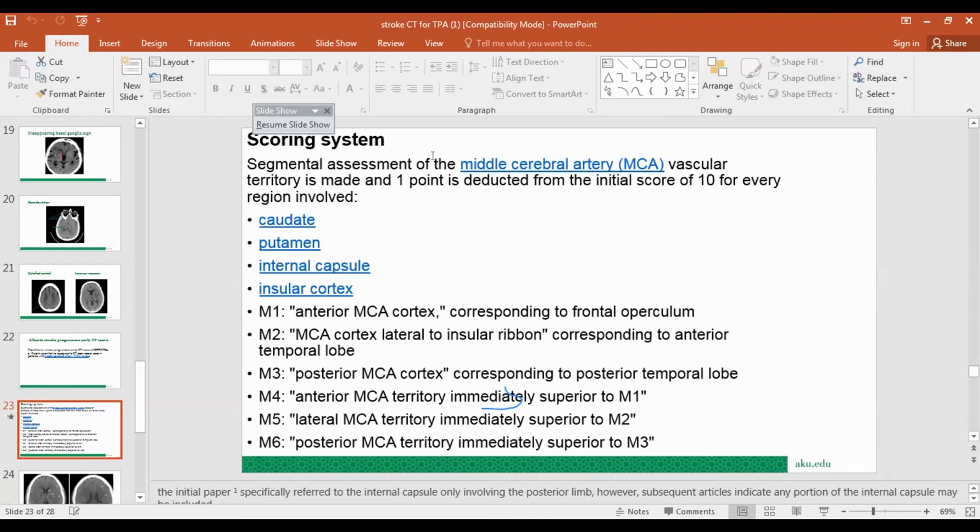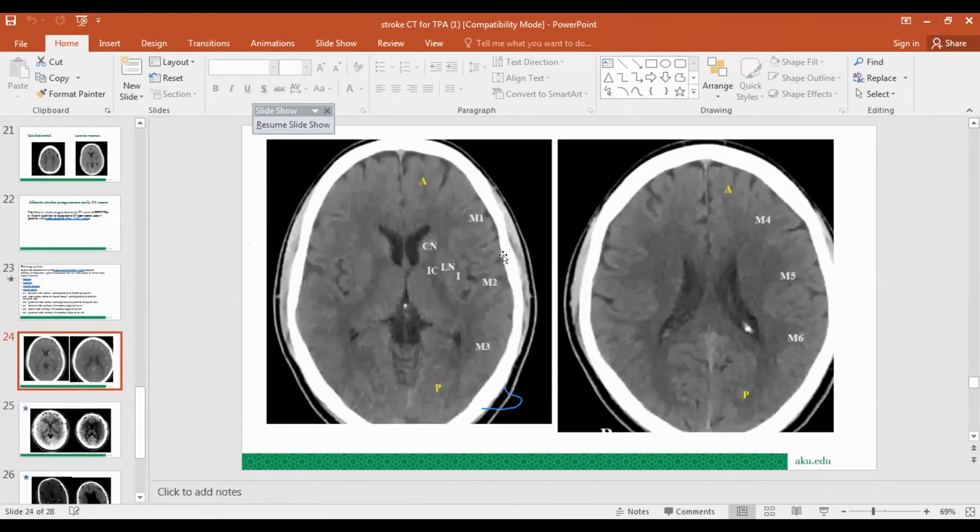M4 is the anterior MCA territory immediately superior to the M1. M5 is lateral, immediately superior to M2, and M6 is superior to M3. It's very easy to calculate on the CT scan. Like we have thrombectomies. So what I teach our radiology residents and our neurology residents and instructors and attendings, that it's very easy to calculate ASPECTS at the time when the patient is on the table.